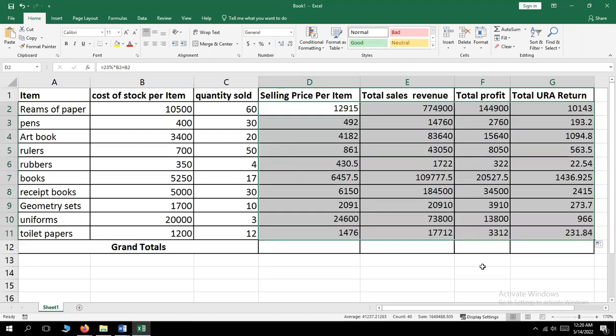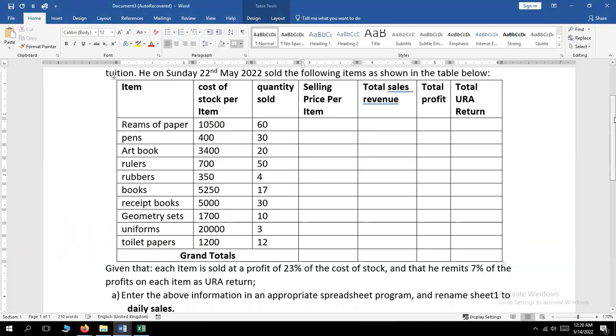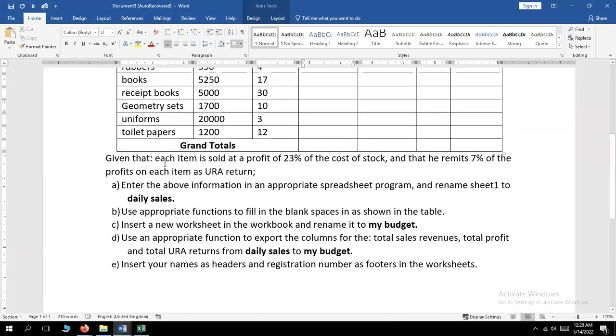Moving on, we have other tasks ahead of us. For example, they are telling us, first of all, we are able to enter this information in a spreadsheet file. Then we have been able to fill in the blank spaces, that is part B. Now the next step is to insert a new worksheet within our workbook and then rename it to my budget.